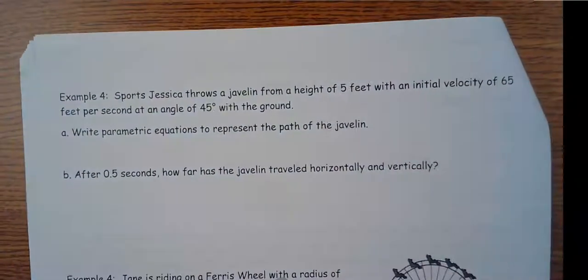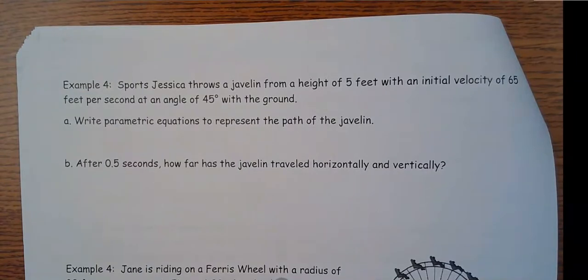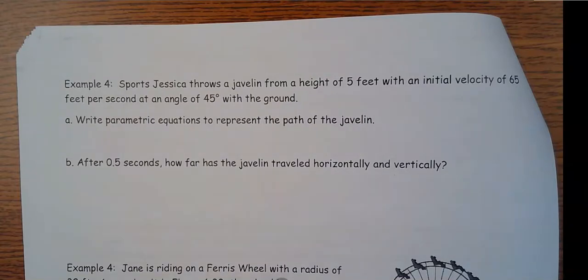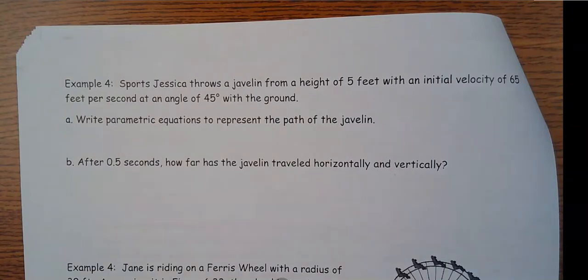Jessica is going to throw a javelin. She's throwing it from a height of 5 feet, so that's your y sub 0. The initial velocity is 65 feet per second. That's your v sub 0. Initial velocity at an angle of 45. So that's the best angle. She must be like college level or an Olympic level javelin thrower because she knows that 45 is the best angle to throw something. Now write the parametric equations to represent the path of the javelin.